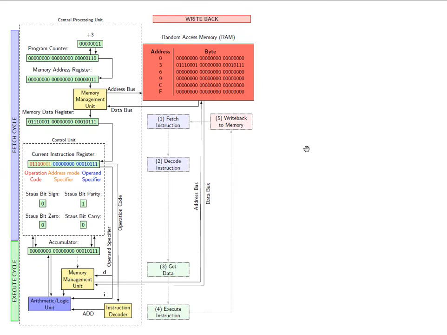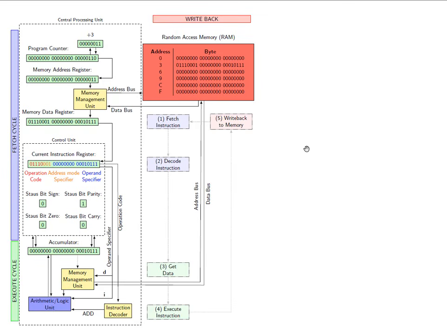Specifically, the result of an operation is stored in the accumulator, which is then written back to memory via the memory management unit for storage. Because often you want to compute something and then store it. So the write back phase really allows the results of any instruction to be available for subsequent use. That's the big idea behind it.